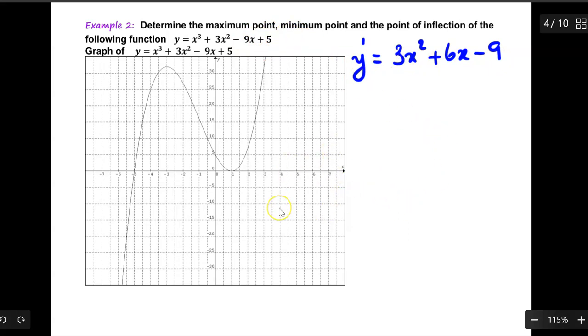And the next step is to set this equal to 0. So 3x squared plus 6x subtract 9, set this equal to 0. And I'm going to solve for this quadratic equation. So I'm not going to use the quadratic formula. I am going to use factoring, and I noticed that because I have a 0 on this side, I can divide every single term by 3.